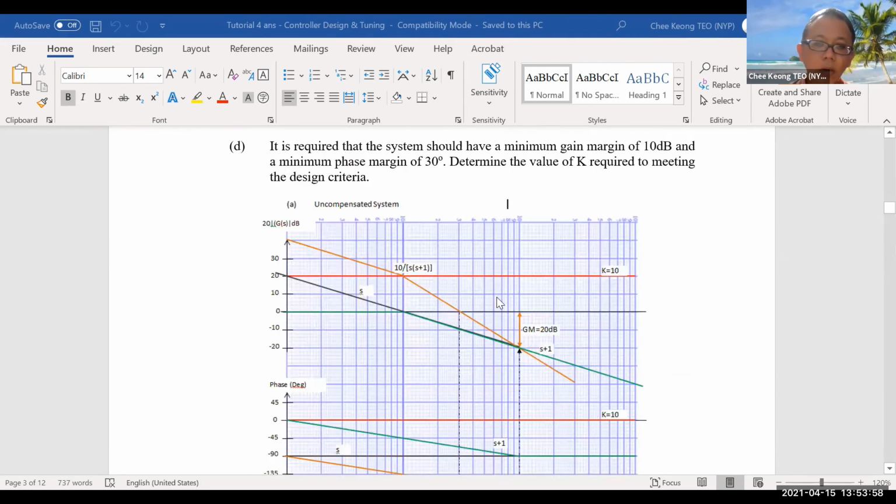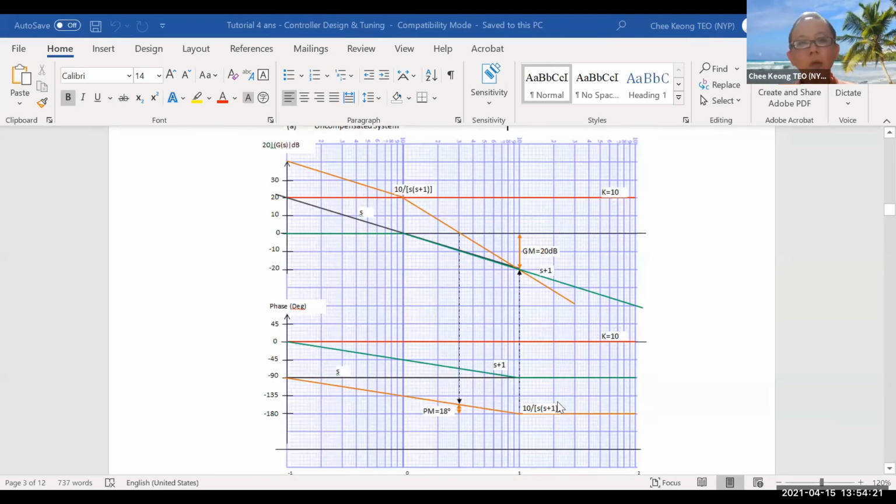So 20 log 10 is 20. So this is your DC shift. So if you try to plot the thing, it will look something like that and then bend down from minus 20 dB per decade, you'll bend down to minus 40 dB per decade. But after you shift, it will shift to this orange line, minus 20 dB per decade to minus 40 dB per decade. So this is your gain plot, right?